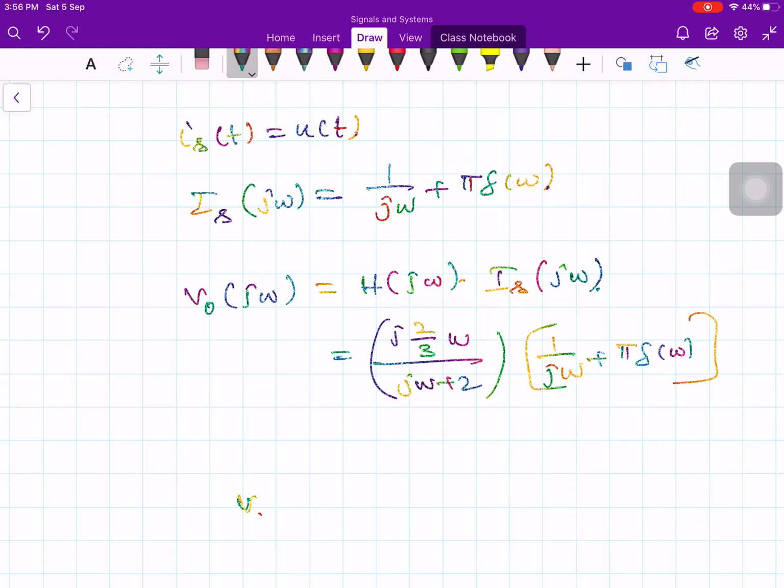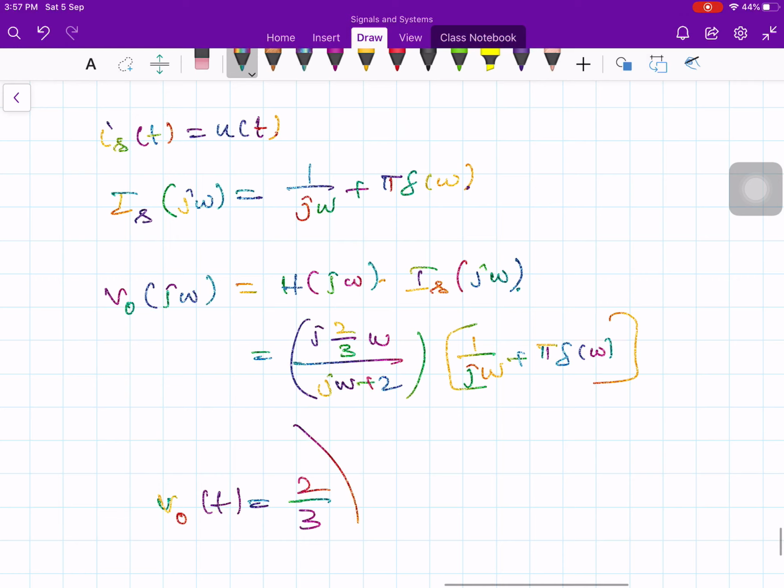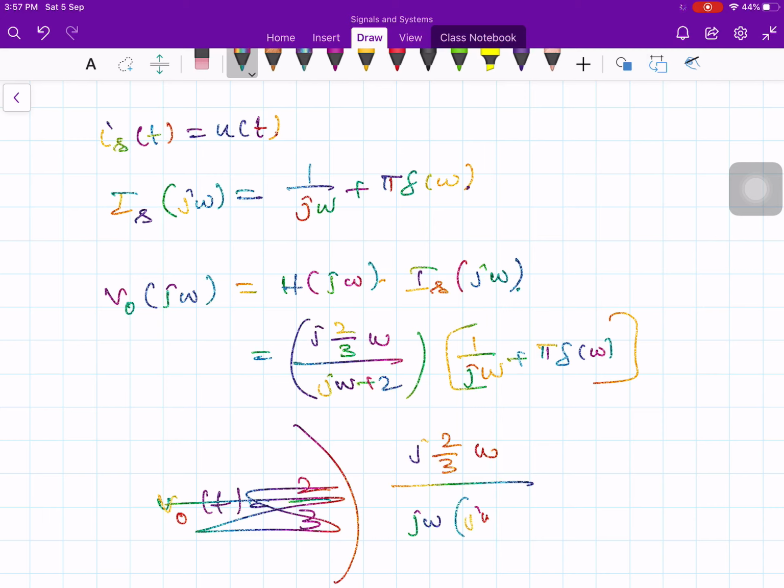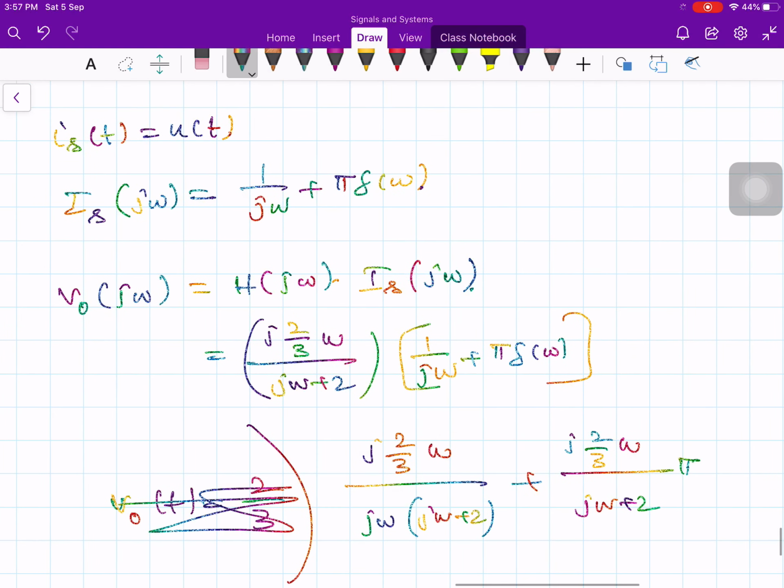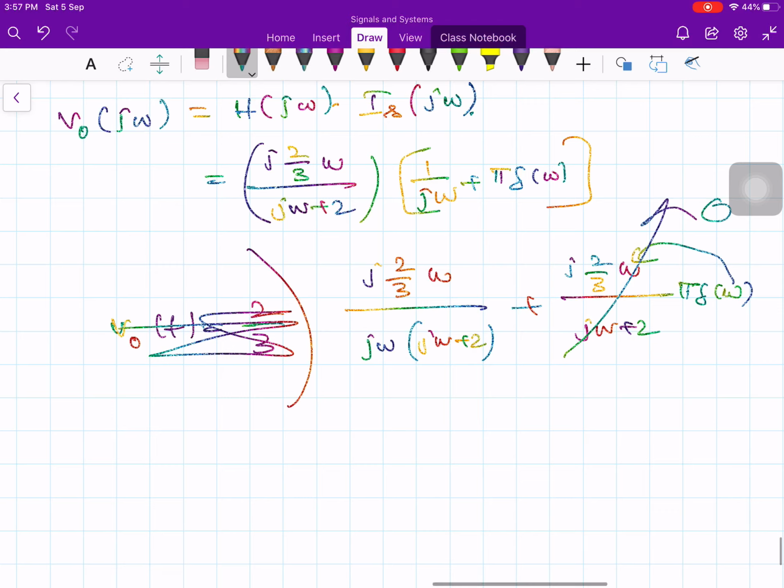Okay, and you can simplify this. It's very simple. Multiply term by term: j times 2 by 3 omega divided by j omega times j omega plus 2, plus j times 2 by 3 omega divided by j omega plus 2 times pi times del of omega. Again, when omega equals 0, the numerator is 0, so this whole term becomes 0. You will be left with this omega and that omega cancelled, this j and that j cancelled: 2 by 3 times 1 by j omega plus 2.